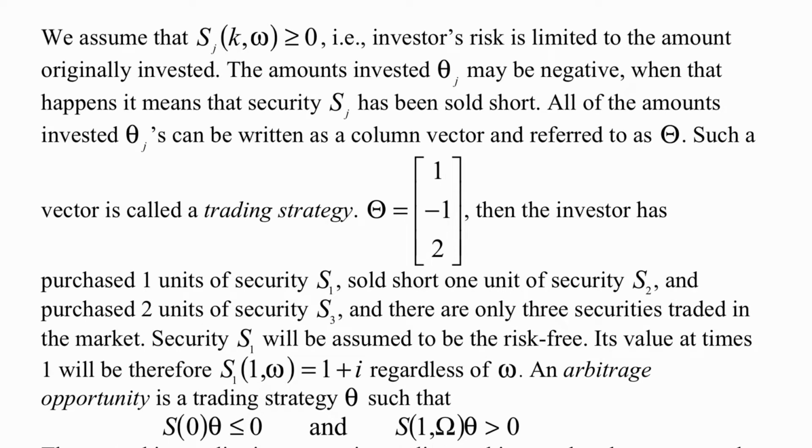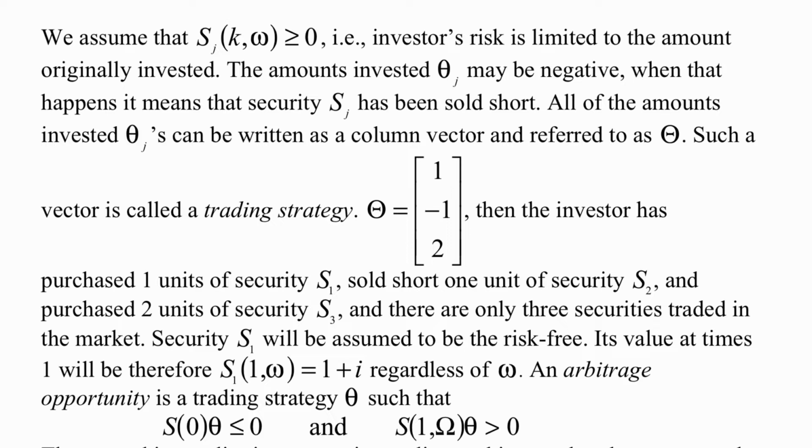We assume that S sub j of k omega is greater than or equal to 0. So we assume that these securities are kind of like stocks, that they don't force you to pay money in the future. They may give you nothing or they pay you something. And that means that the investor's risk is limited to the amount originally invested. The amounts invested, theta j, may be negative, though.